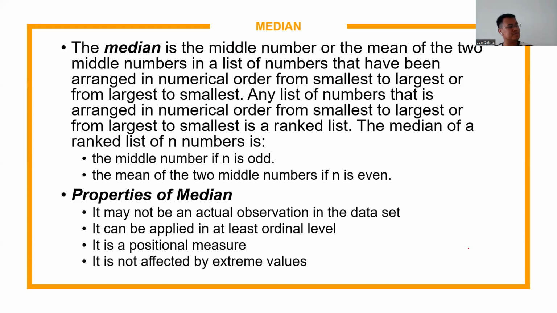Kailan nangyayari na yung makukuhang median ay wala siya sa dataset? For example, sa mean, yung nakuhang mean age is 36.5, eh wala naman 36.5 sa mga data natin. Si median, nangyayari din daw yun. Kailan? Anyone?